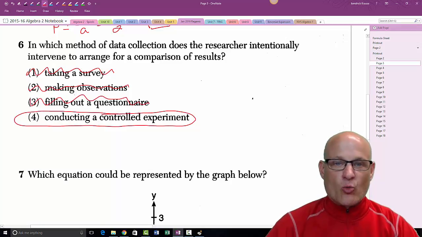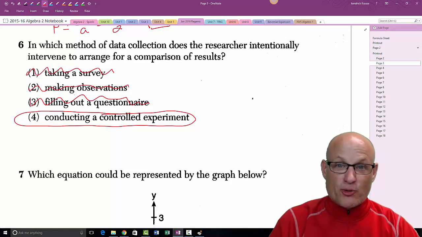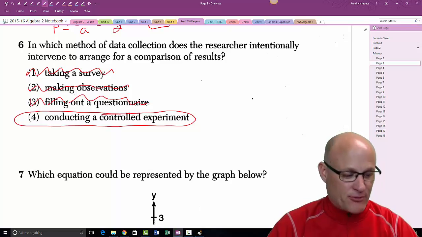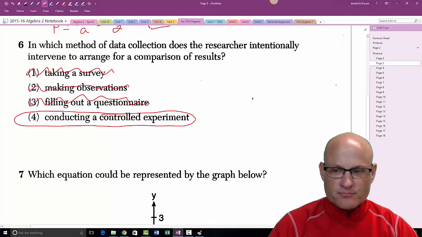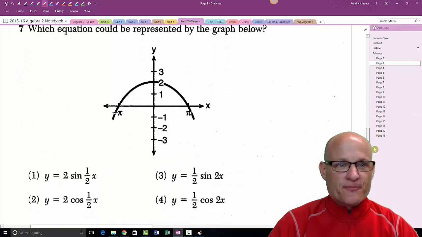Because what you're doing is one group gets the medicine and one group doesn't. So you're putting yourself in the middle of that observation. So that's choice 4. Moving on. Anybody 6 for 6? So far, so good.